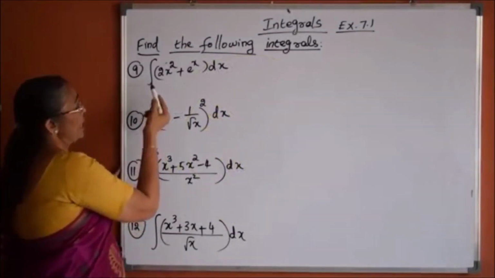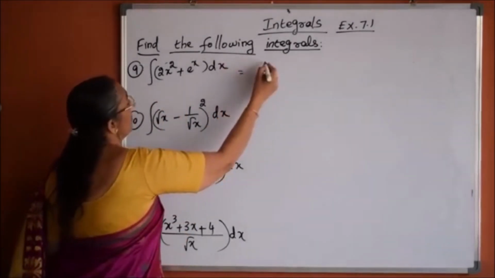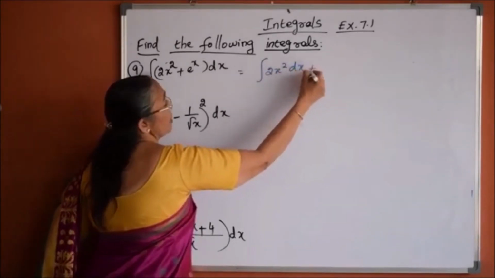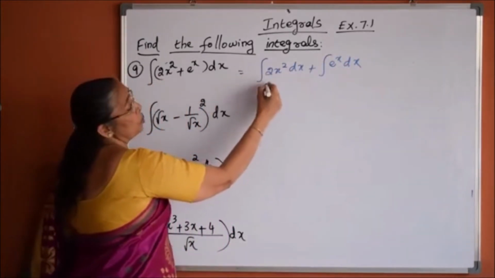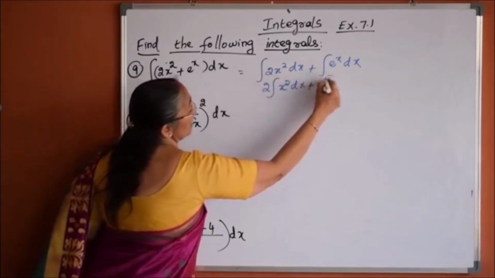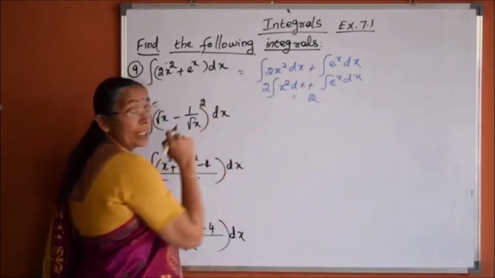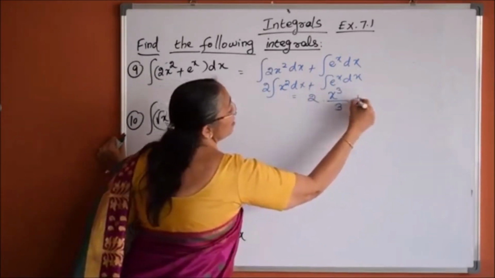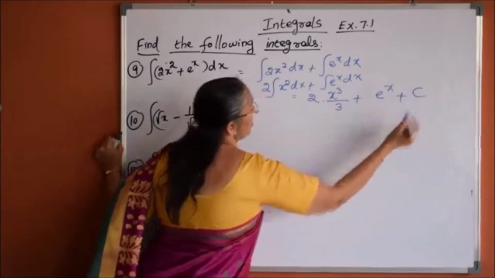Now integration of 2x square plus e power x dx. So first let me split this integration. Integration of 2x square dx plus integration of e power x dx. Now take 2 common outside, 2 as outside, coefficient x square dx plus integration of e power x dx. So we will get it as 2 into integration of x square dx, which is x cube by 3, plus integration of e power x, which is e power x plus constant c.